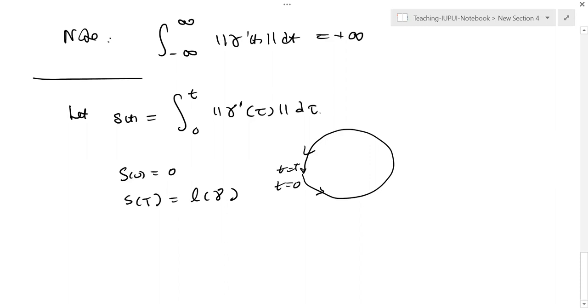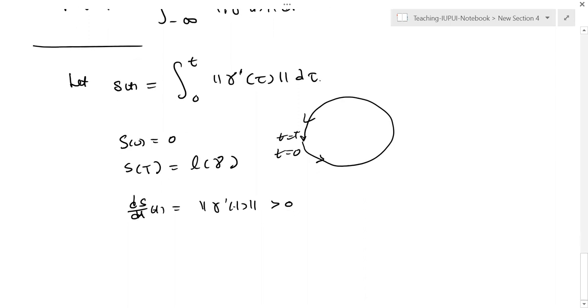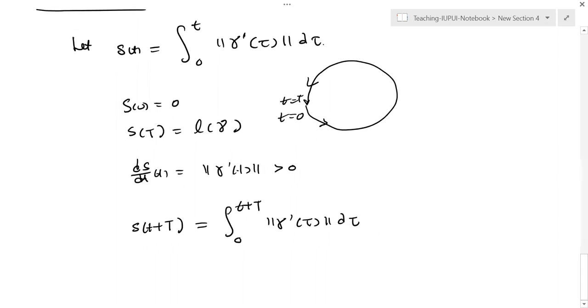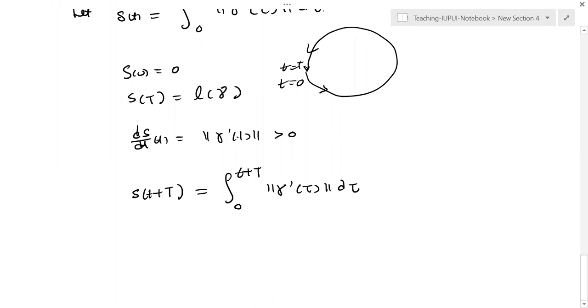So what happens? The derivative of this function is going to be the norm of gamma prime t. It's always positive since the curve is regular, so it's an increasing function. So what you end up with is that it's not a periodic function. Let me take a look at t plus capital T, where capital T is the period of this parametrization. It's rotating, rotated here and coming back to here. I think it's obvious to see that. Now you can separate this integral.